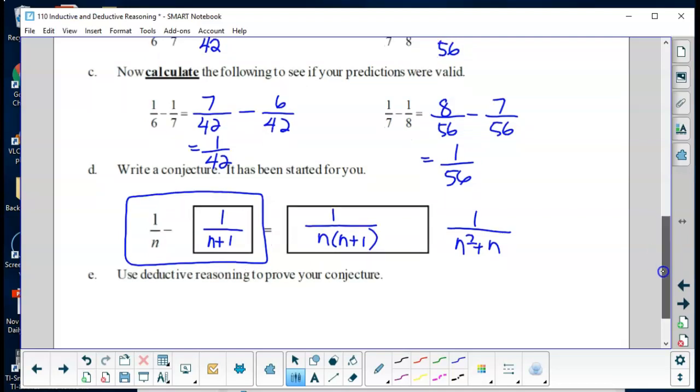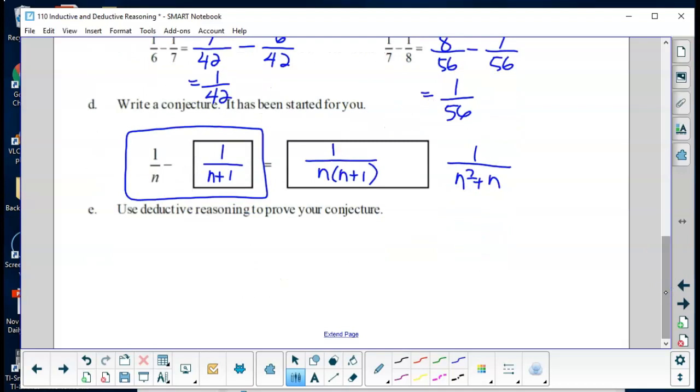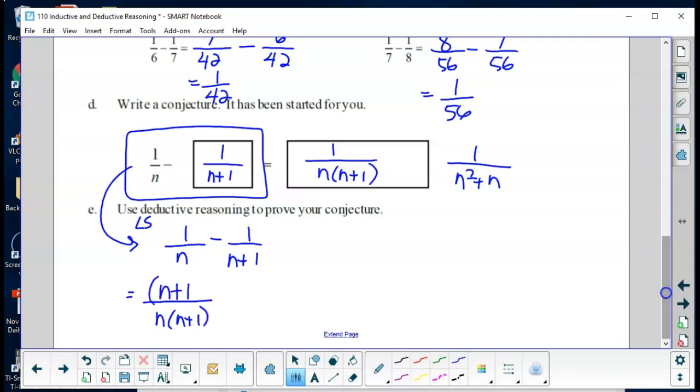So then it says use deductive reasoning to prove your conjecture. Remember we've learned about rational expressions, and we want to show our work. So we're starting with our left side here, 1 over n minus 1 over n plus 1. We need a common denominator, n times n plus 1, which means the numerator here has to be n plus 1, because we're multiplying top and bottom. Then minus, same denominator here. This we have to multiply top and bottom by n, right? So that'll be just n.